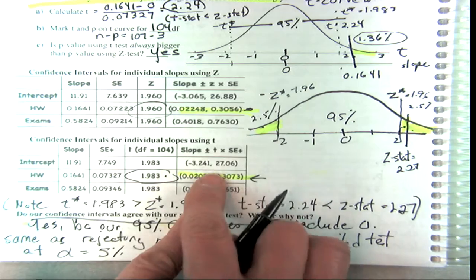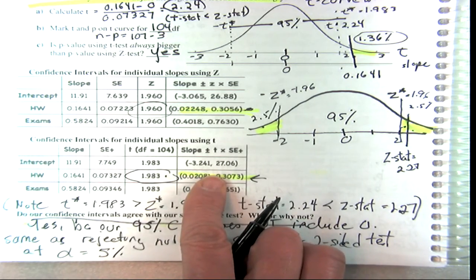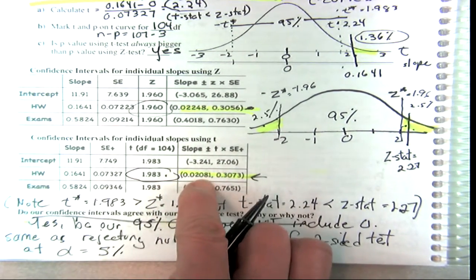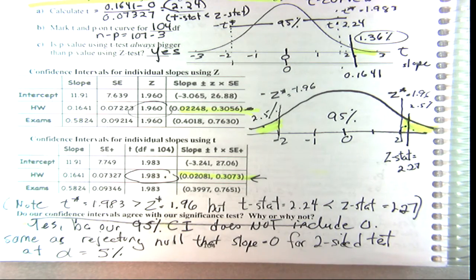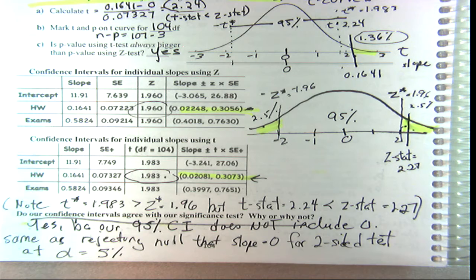And if 0 was inside here, then we'd be saying, okay, we're 95% sure it's within these limits, and we're 95% sure that 0's in there. So of course we couldn't reject. Does that make sense, Joe? Yeah. Thank you. Any other questions?